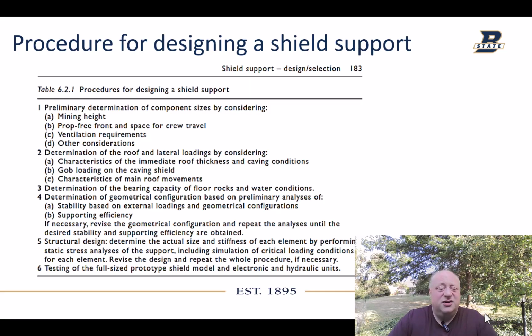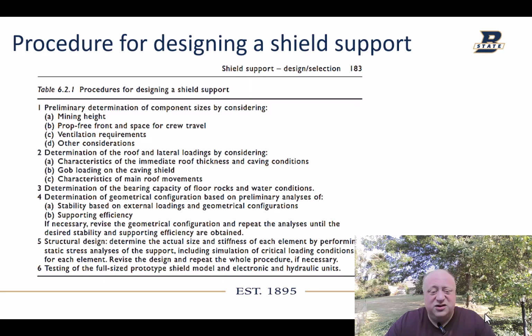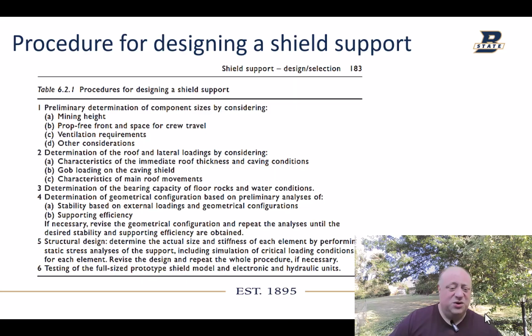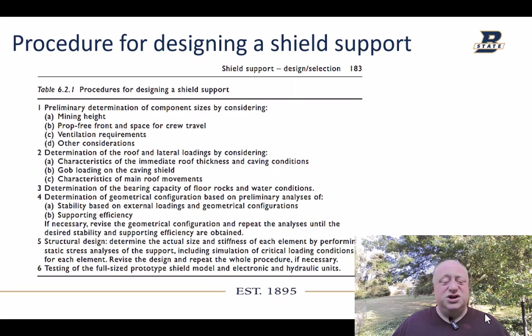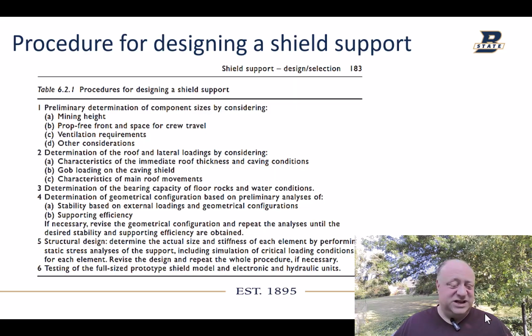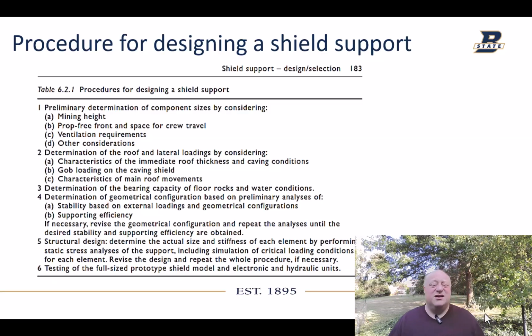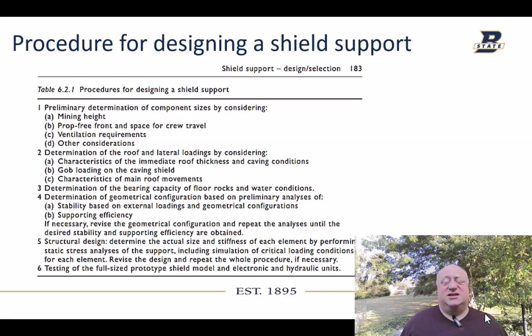Then second, determination of the roof and lateral loadings by considering the characteristics of the immediate roof, the thickness, and the caving conditions. So we're going to determine the caving height, basically, of what we expect in the gob. And then we also will determine the gob loading on the caving shield and characteristics of the main roof movement. So that's step 2. Step 3 is determining the load-bearing capacity of floor rocks and water conditions.